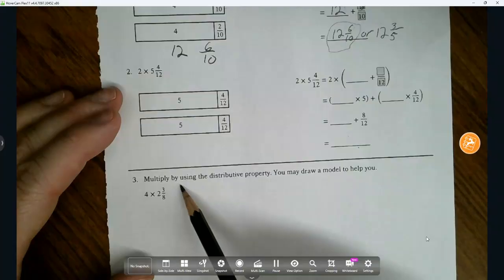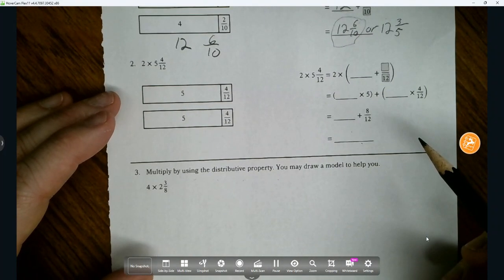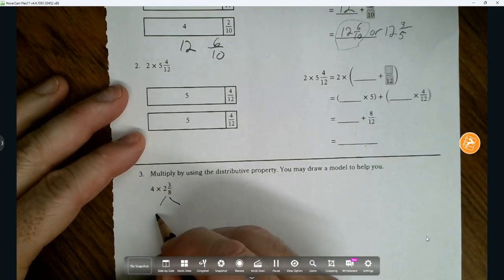Problem 3, multiply by using the distributive property. You may draw a model to help. All right, we can draw a model. Let's just break this down. We're going to break down like this. You guys are familiar with this.